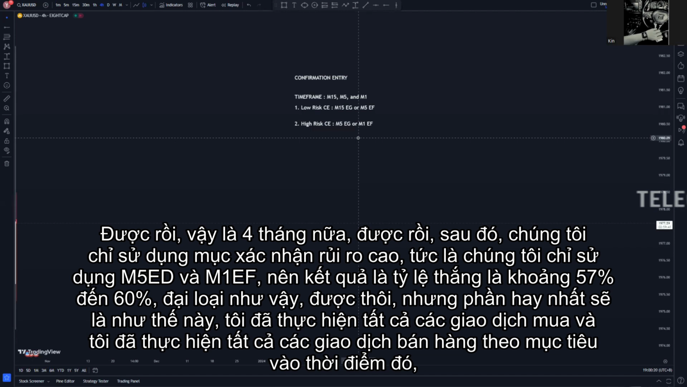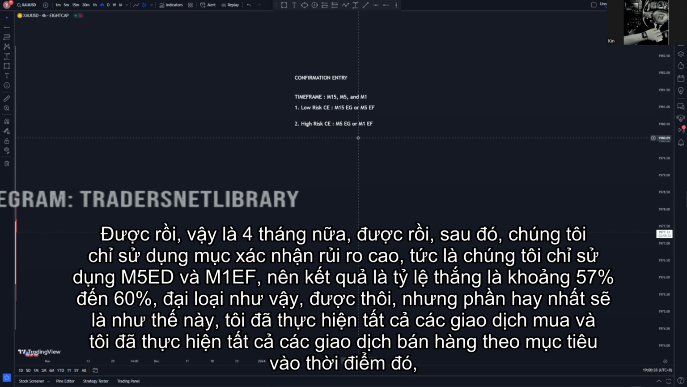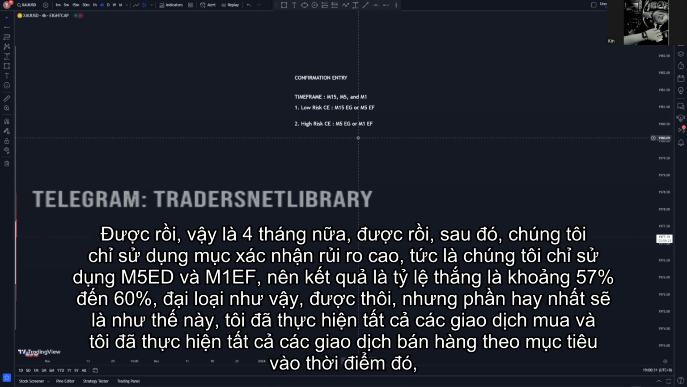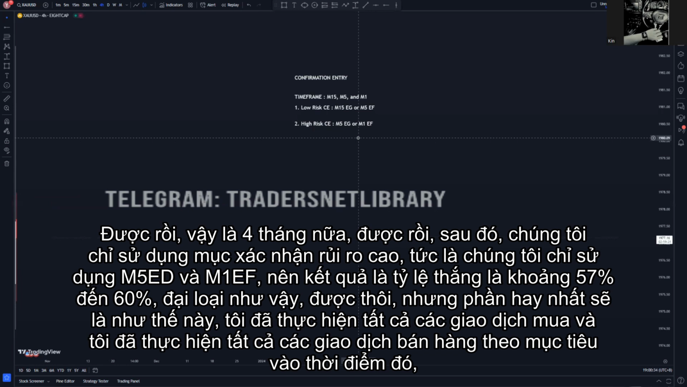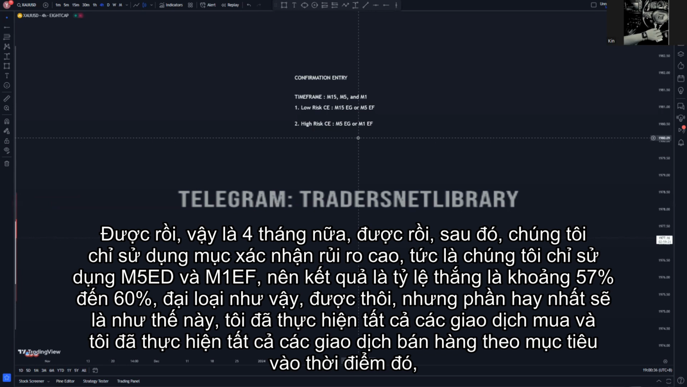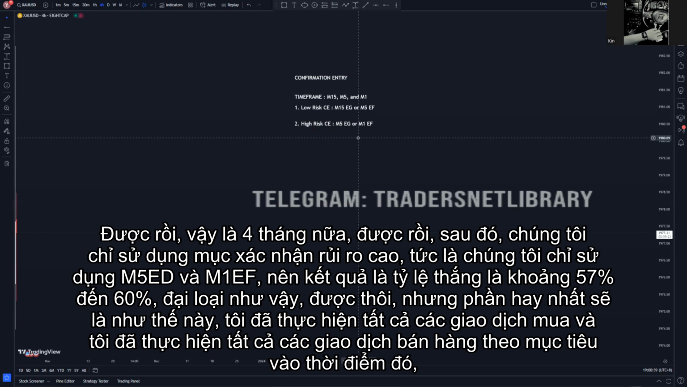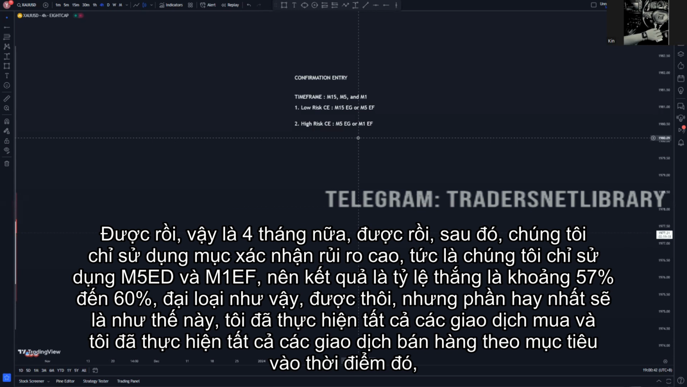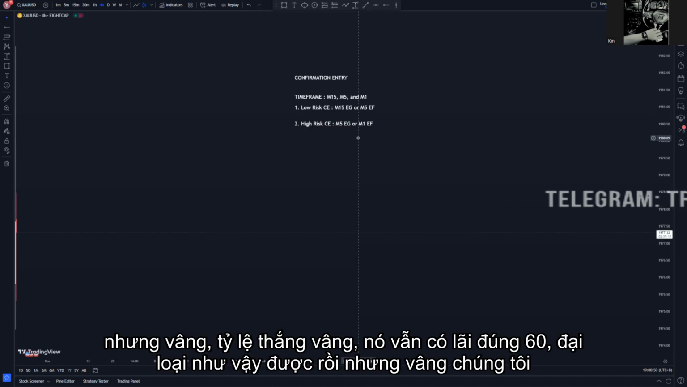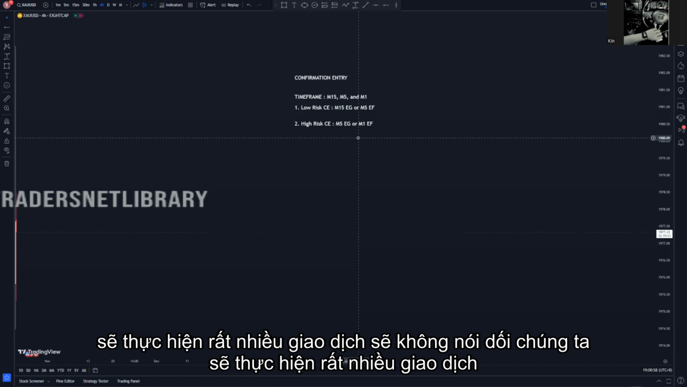Then another 4 months, we only used the high risk confirmation entry, which is M5ED and M5EF, M5ED and M1EF. The result was a win rate of about 57 to 60%. But the best part is I took all the buys and all the sells on gold at that time. The win rate, it's still profitable, right? 60%, something like that. But not gonna lie, we take a lot of trades.